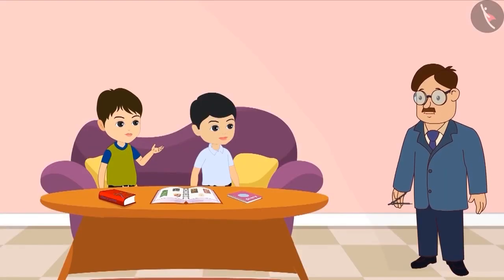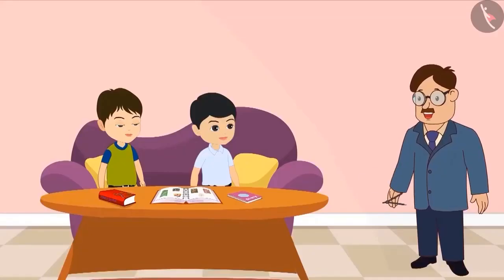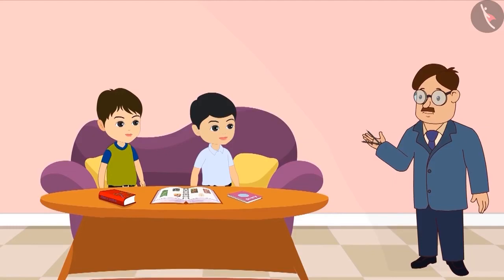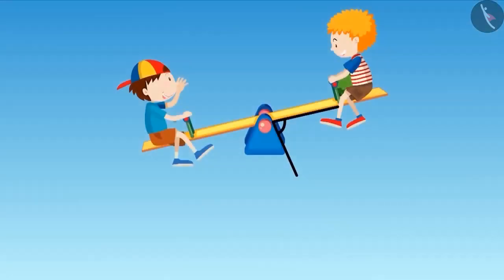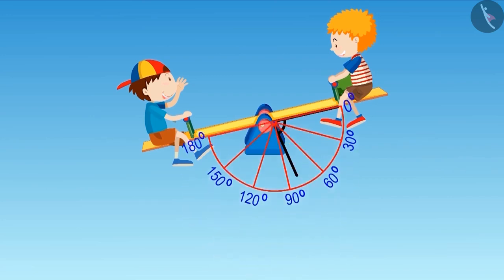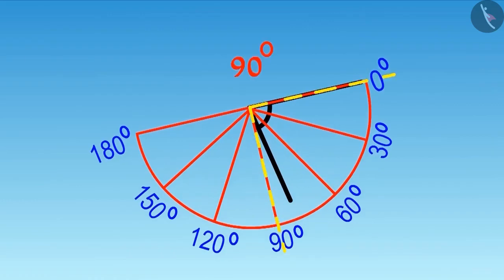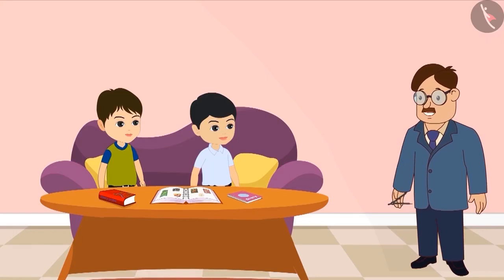Oh wow, uncle. Can I now make an accurate measurement of the angle of the seesaw with the help of this protractor? Yes, sure, Bholu. To get the correct measurement of the angle of the seesaw, we will place the protractor above the angle like this. See, the measurement of this angle is slightly less than 90 degrees.